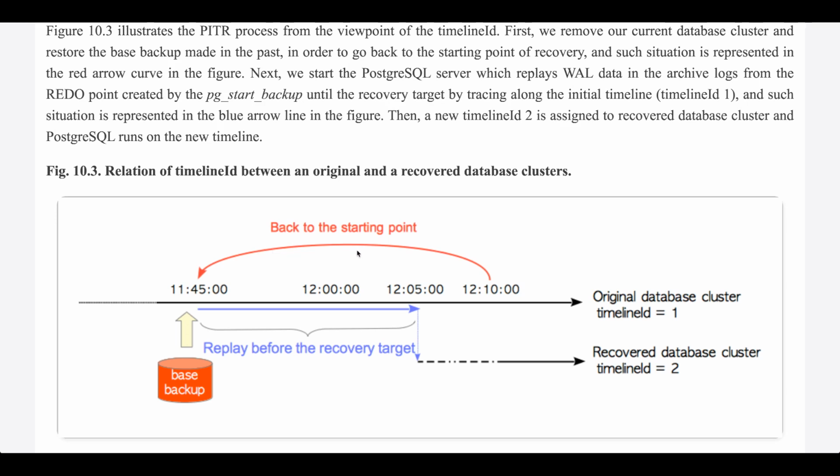Next, we start the Postgres server, which replays WAL data in the archive logs from the redo point created by pg_start_backup until the recovery target by tracing along the initial timeline ID 1. Such a situation is represented by the blue arrow line in the figure. Then, a new timeline ID 2 is assigned to the recovered database cluster, and Postgres runs on the new timeline.